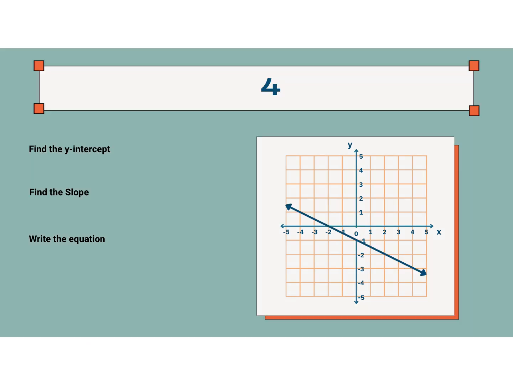Now for this one, we need to find the y-intercept. So our y-intercept is -1. We want to find the slope. Again, this is a negative slope. So we're going to notice that from one point to the next, our rise is going down 1 and to the right 2. So your rise over your run is -1 over 2. So your y equals mx plus b is y equals -1/2 x minus 1.